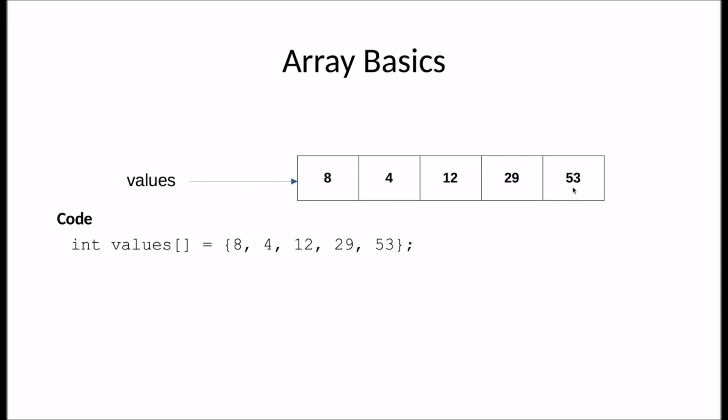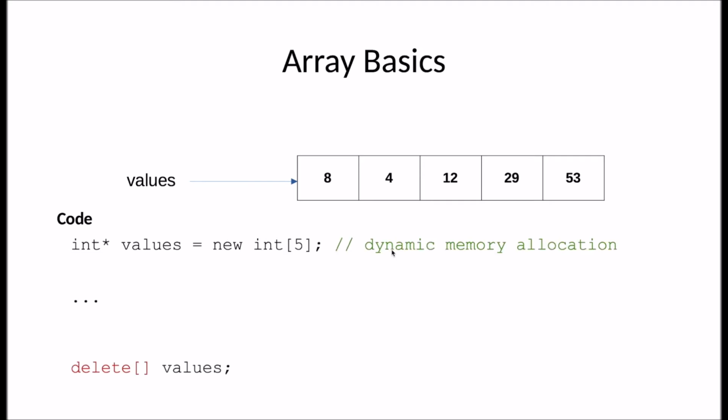You can also specify a size here, but be sure that the size you specify is large enough to accommodate all the values in this list. If the size that you specify here is larger than the values in the list, the remaining values will be initialized to 0. Another way of creating an array is using dynamic memory allocation.